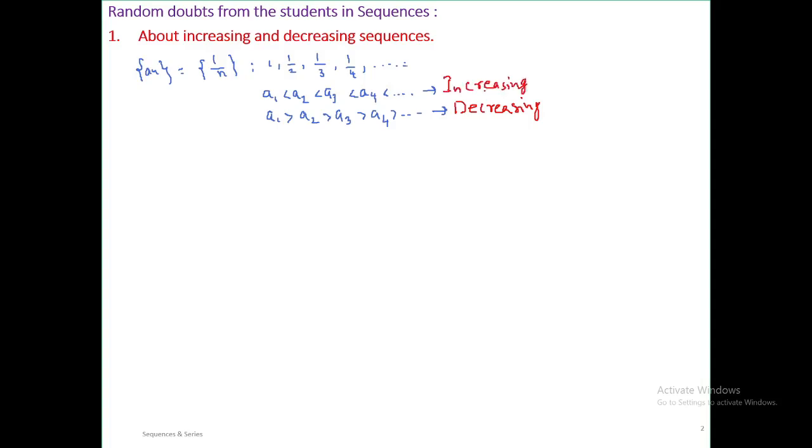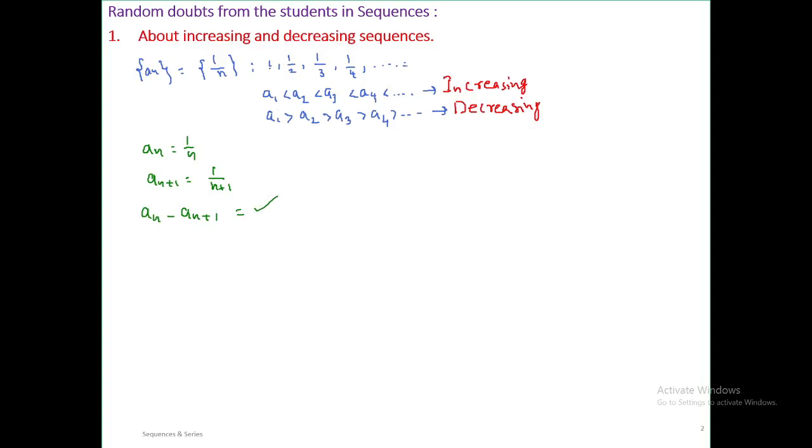So when can we apply this formal definition? Already a_n is given, which is 1 upon n, and a_(n+1) you need to compute, which is 1 over n plus 1, right? And I said in the last class you compute a_n minus a_(n+1). So then you proceed like this. This is a formal proof. No need to approach always like this only.